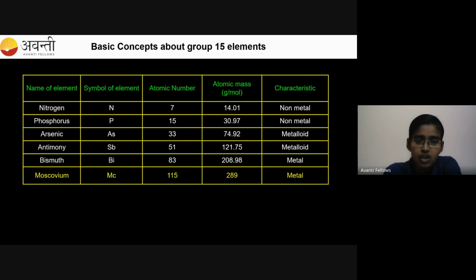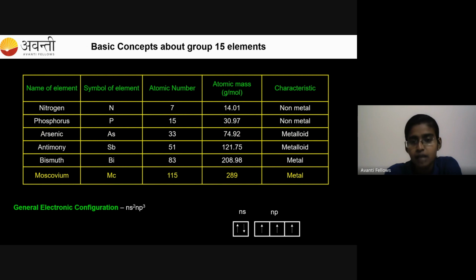The general electronic configuration for group 15 elements is ns2 np3. So in the ns orbital we have 2 electrons, and in the np orbital we have 3 electrons. If I have to write the electronic configuration of nitrogen, what will be the value of n for nitrogen? Can anyone tell me? Nitrogen belongs to which period? Nitrogen belongs to the second period, right? So the n value will be 2. So the configuration will be 2s2 2p3 for nitrogen.